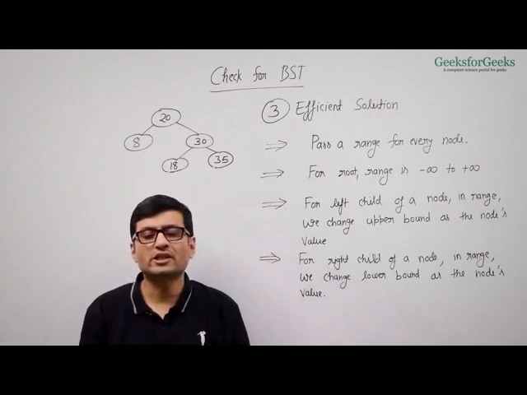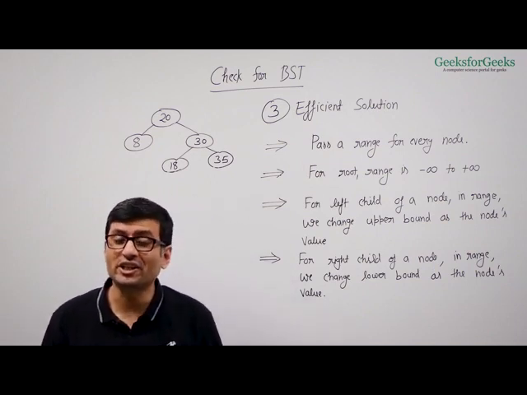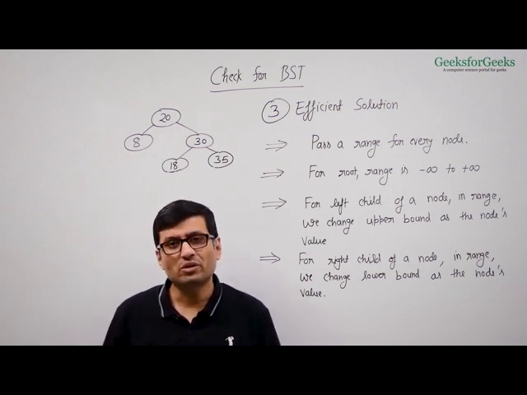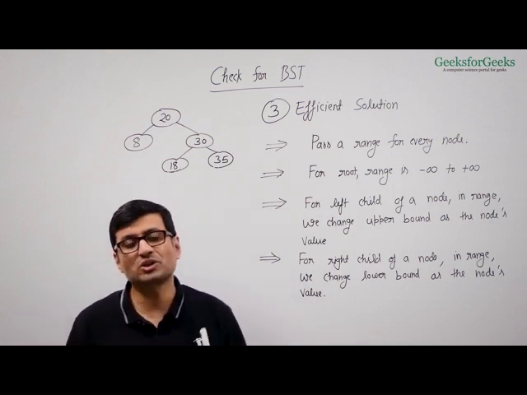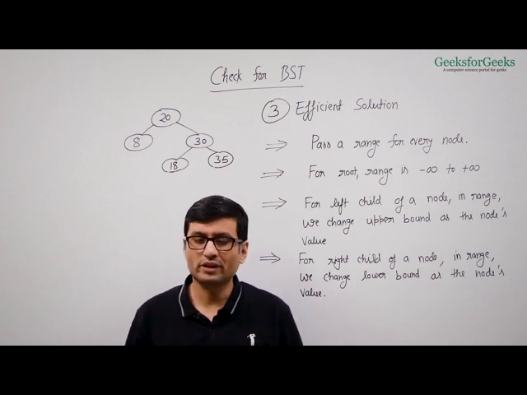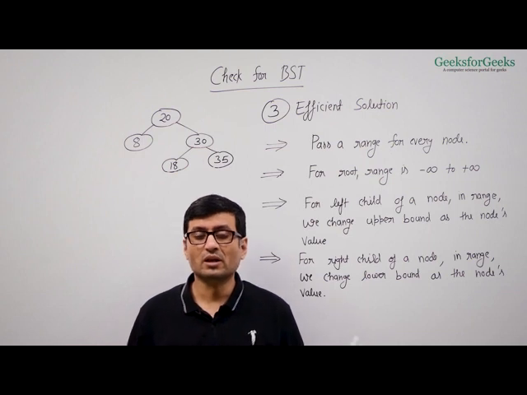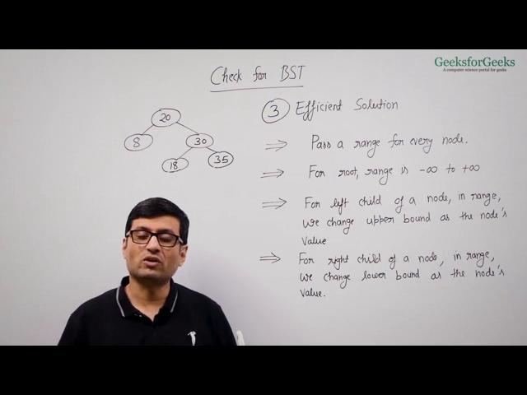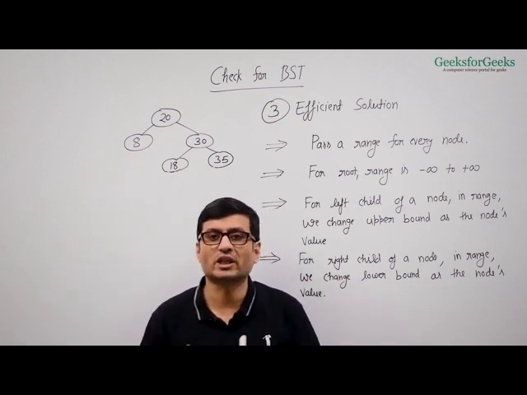which is n square. Let us talk about the first efficient solution for this problem. And this is really an interesting, tricky and simple solution. What we do here is, for every node, we specify a range in which this node's value should be. For root, the range is clearly minus infinity to plus infinity. Root can have any value. When we go down the tree from the root, we change the range according to whether we are going down to the left child or to the right child.